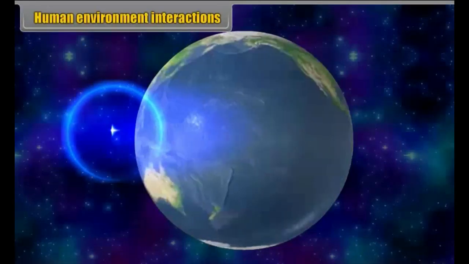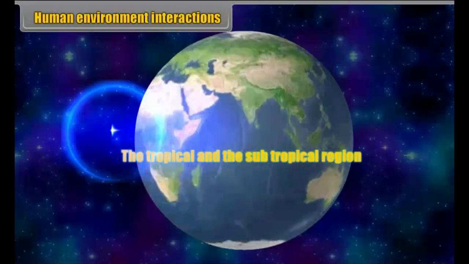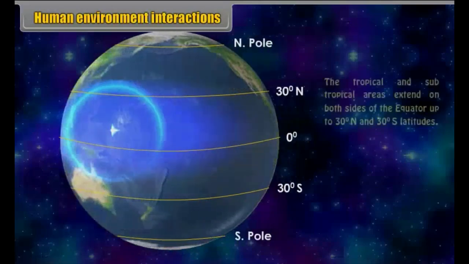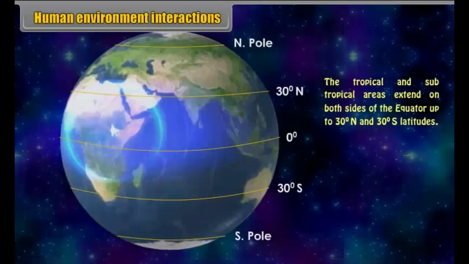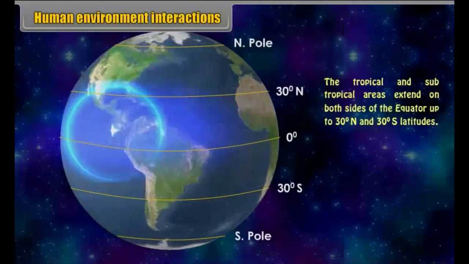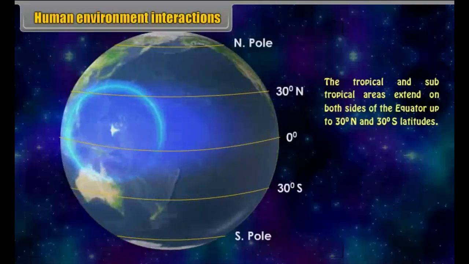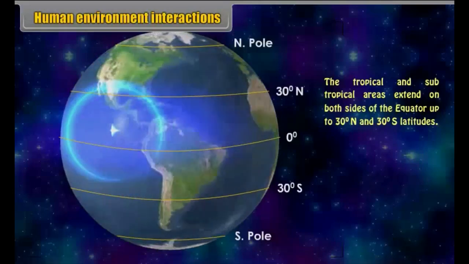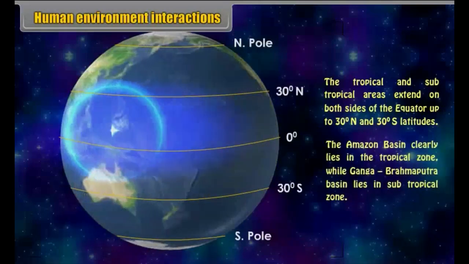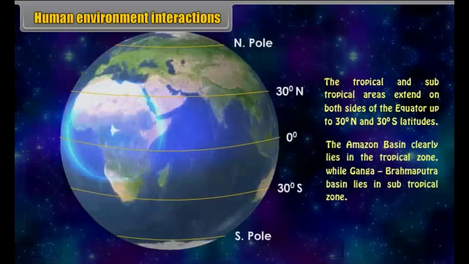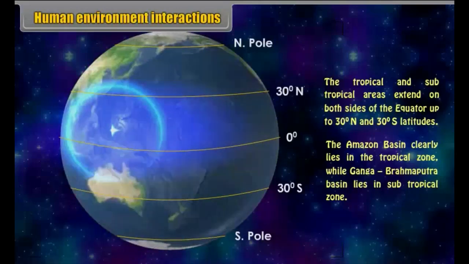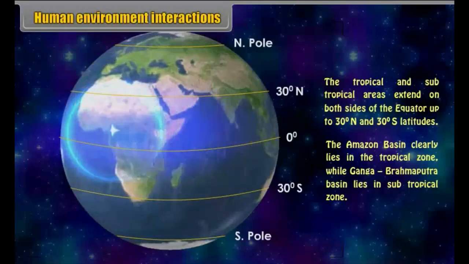Human-environment interactions, the tropical and the subtropical region. The tropical and subtropical areas extend on both sides of the equator up to 30 degrees north and 30 degrees south latitudes. The Amazon basin clearly lies in the tropical zone, while Ganga-Brahmaputra basin lies in subtropical zone.